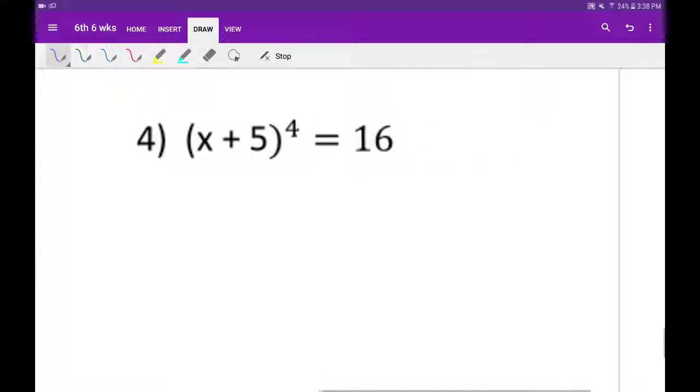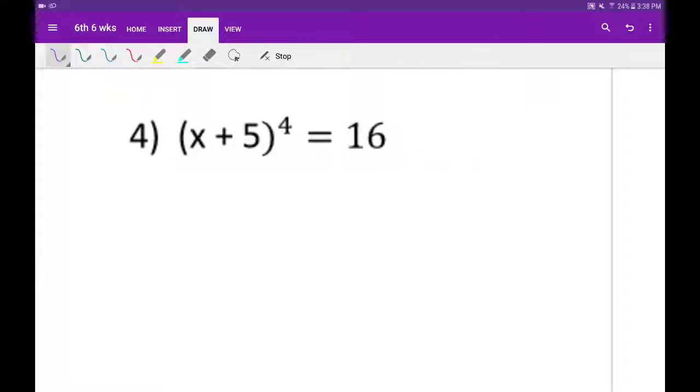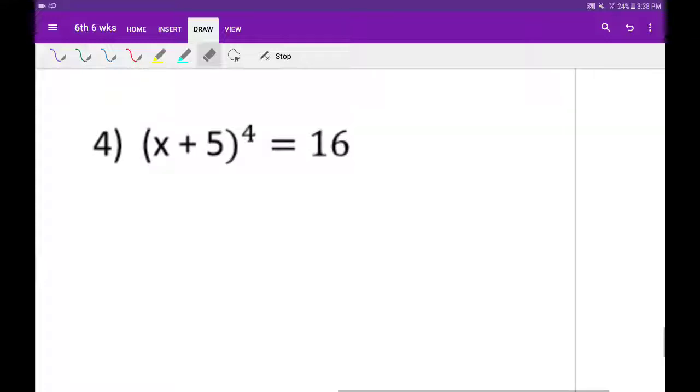Okay, example 4. This root is already isolated. This power is already isolated. Remember, the parentheses show ownership, so all this goes together. You can't break that apart. So a lot of people try to subtract 5, but the power trumps that 5, so we got to be careful. All right, so what we got to do is get rid of that power.